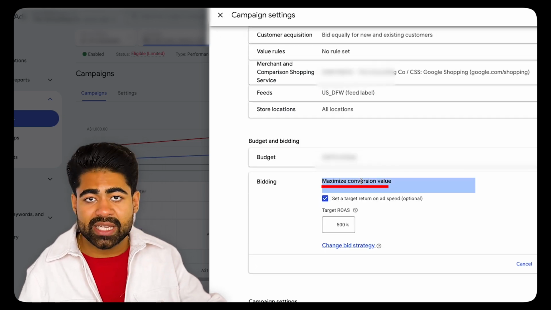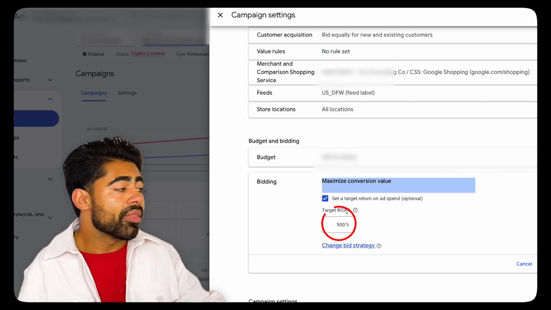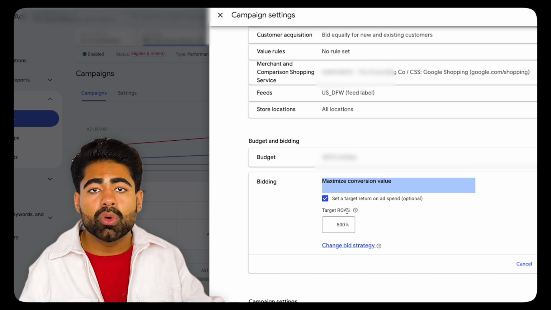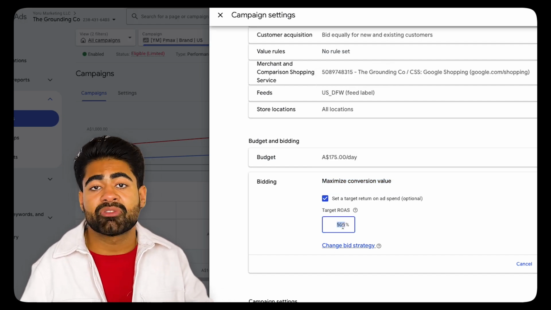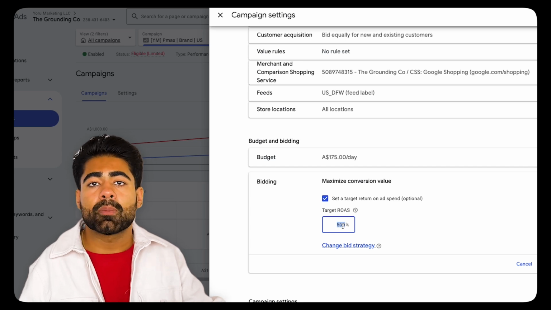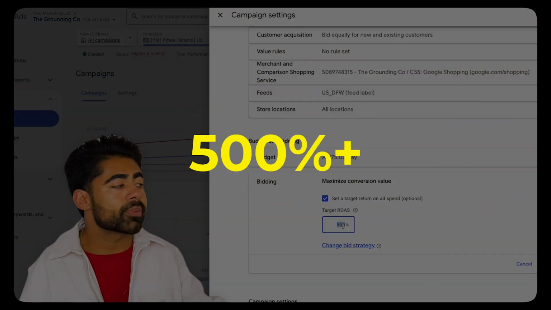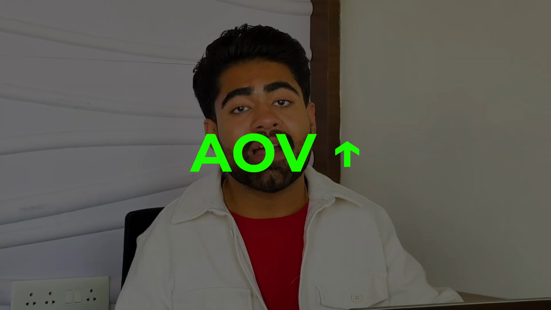First is by maximizing conversion value, which is where you go after a target ROAS. Now, this type of bidding strategy is essentially trying to get you as high revenue as possible at that set target ROAS. So if you have a target ROAS set, let's say of 500%, like in this situation, it will try to get your ROAS figures for this campaign above 500% by boosting up the revenue values. How does it do that? It does it by going after the products with the highest average order value. This is why average order value is so important with Google.